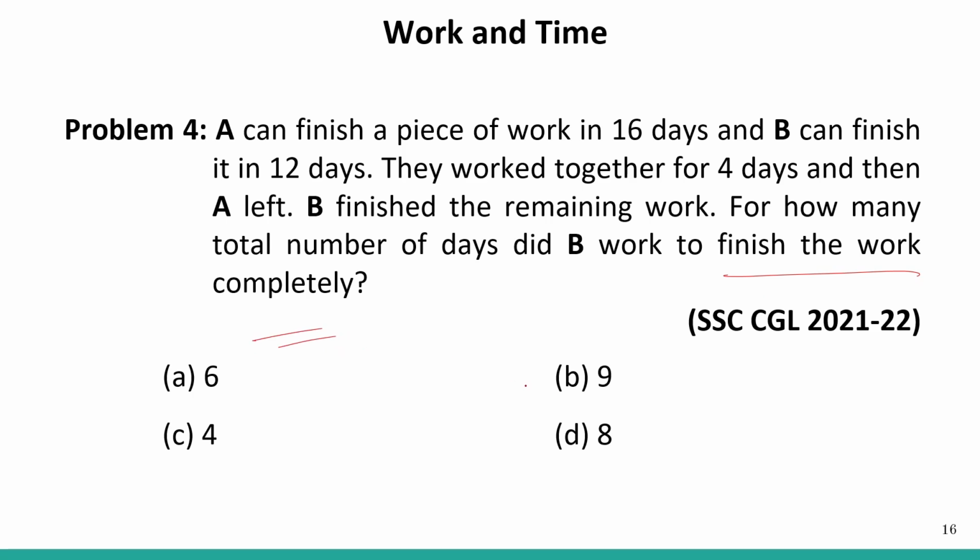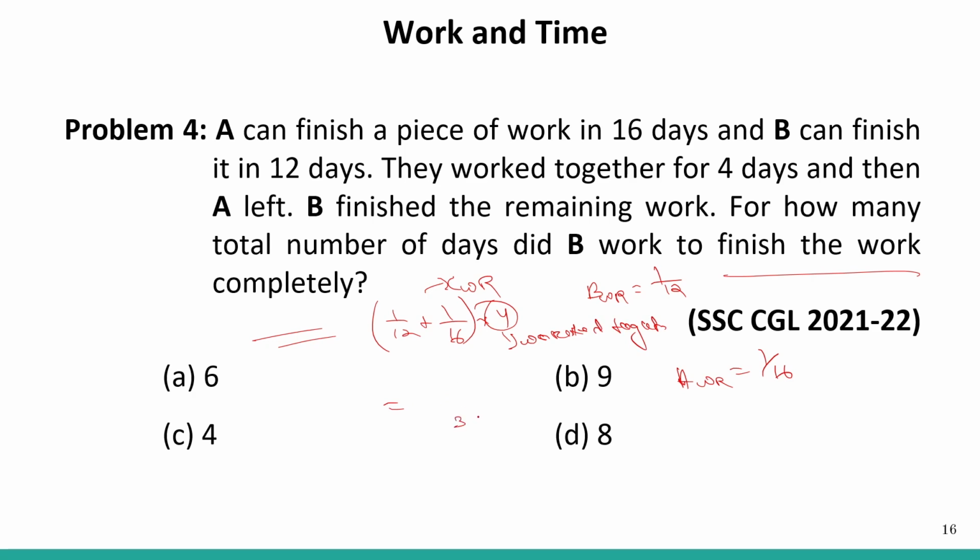So A can finish the work in 16 days. So A's work rate is equal to 1 by 16, right? And B's work rate is equal to 1 by 12. So they both work together for 4 days. Okay, so 1 by 12 plus 1 by 16, into 4. This is their combined work rate, and this is the number of days they work together. So LCM is 48. So it will be 3 plus 4 into 4. So this will be 7 by 12.